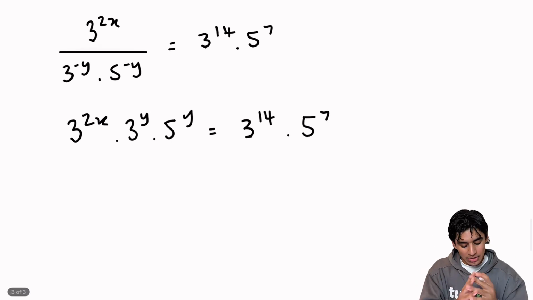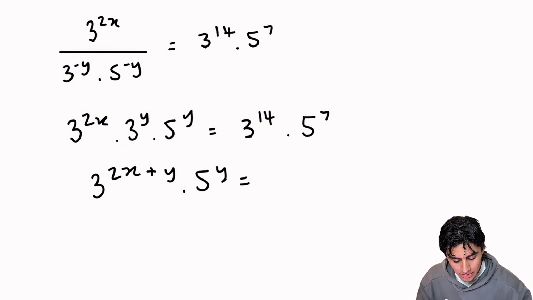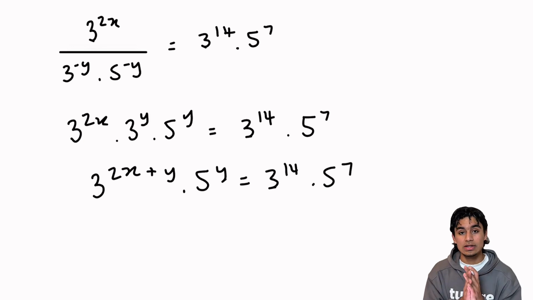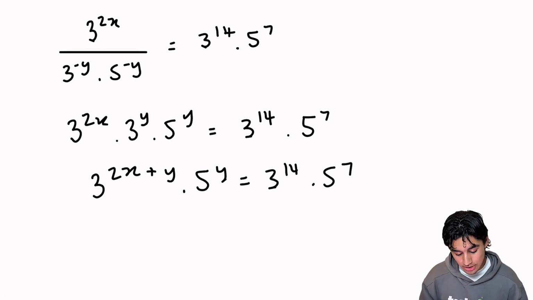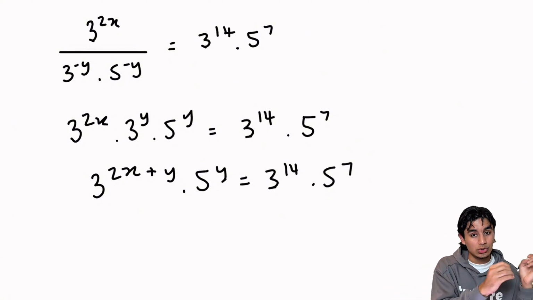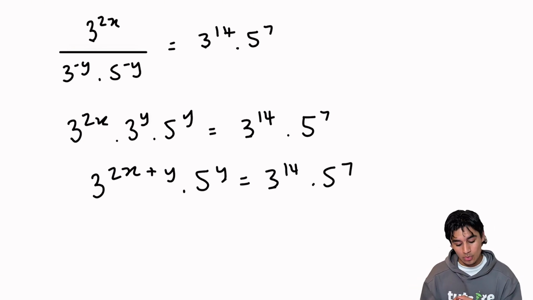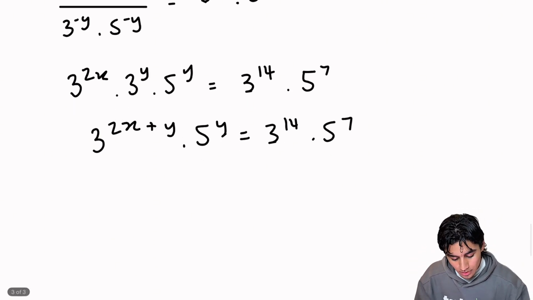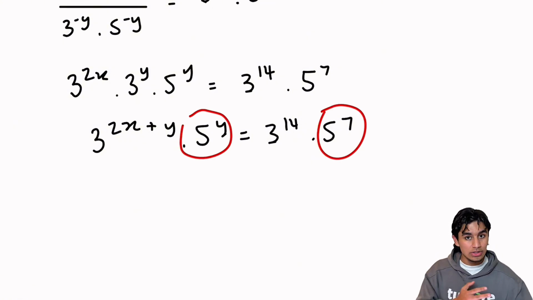Now I'm just going to combine my 3s together to end up with 3^(2x+y) times 5^y equals 3^14 times 5^7. So the reason I combined my 3s together is because I saw on the right side there's a 3 and there's a 5. So if I can get my left side into a base of 3 and a base of 5, maybe I'll be able to solve for x and for y. So then I notice that the 5 only has a y. So that means that y has to equal 7.